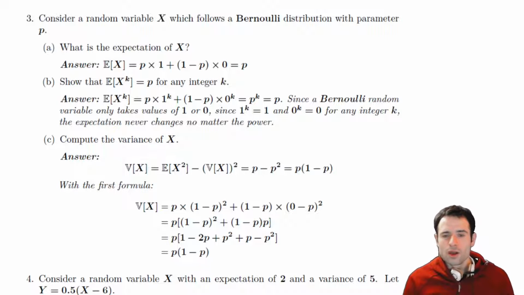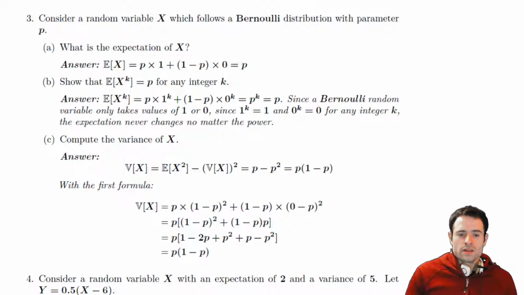In the second question, we have to compute the expectation of x to the power of k for any integer k. So, the only thing that is going to change is what multiplies the probability every time. Here you can see x alone, and that becomes 1 here and 0 here. So if there is an exponent on the x, then each number that x can take will also take that exponent. So the expectation of x to the power of k will be p times 1 to the power of k plus 1 minus p times 0 to the power of k.